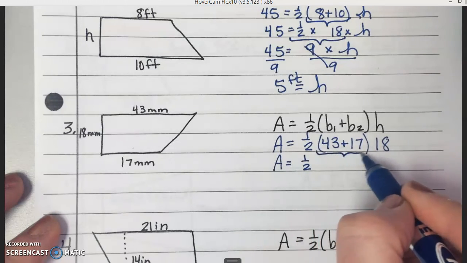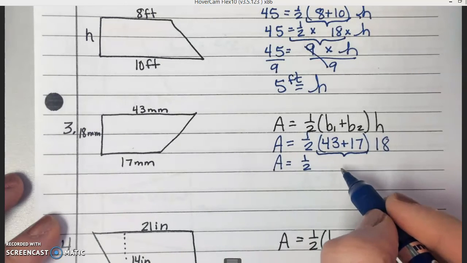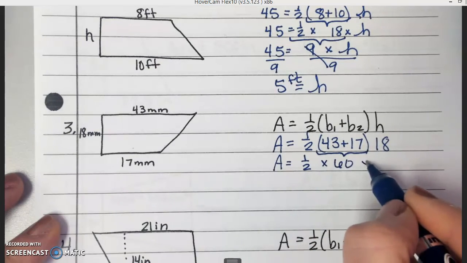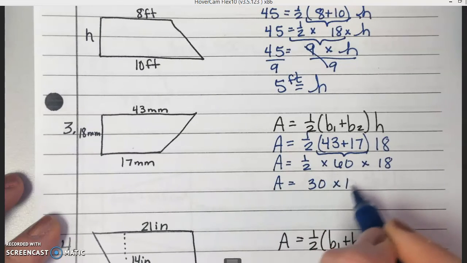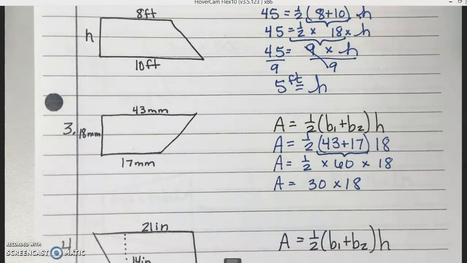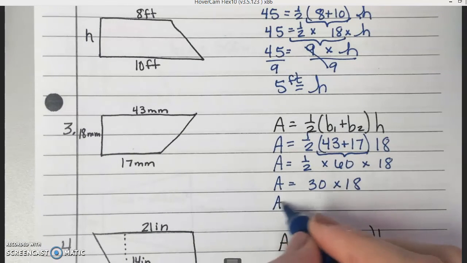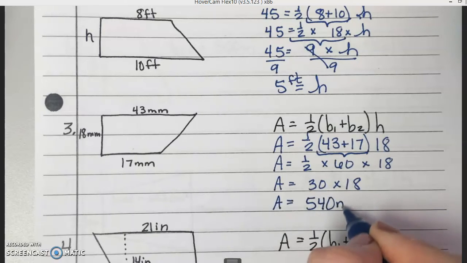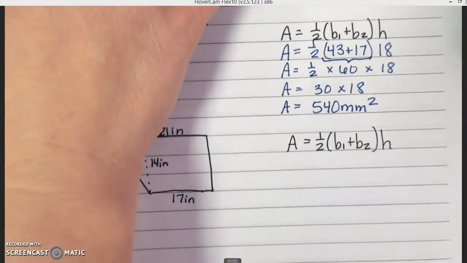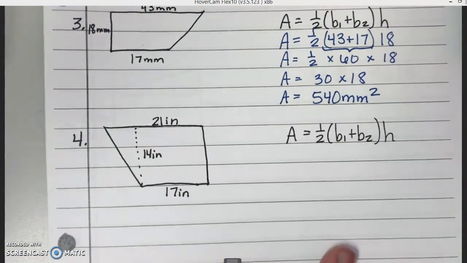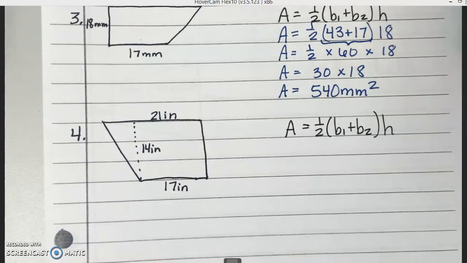So then I'm going to add what's in parentheses. Then I'm going to go ahead and I'm going to half 60, which is 30. Alright, so the next thing we're going to do is 30 times 18, which gives us what? 540 millimeters squared. Exactly, 540 millimeters squared. If you will just go through the process, you should get the right answer every time.